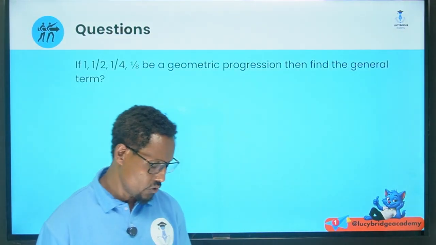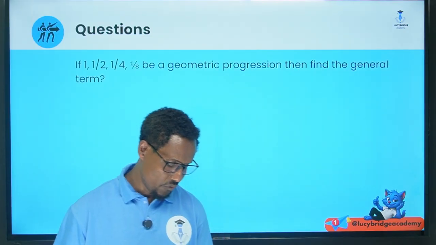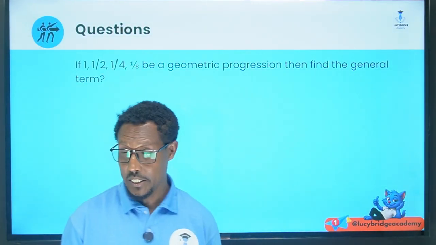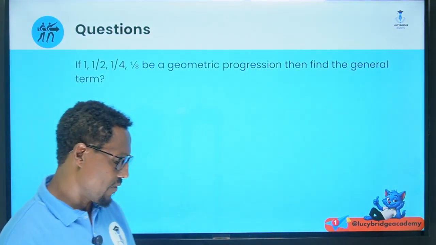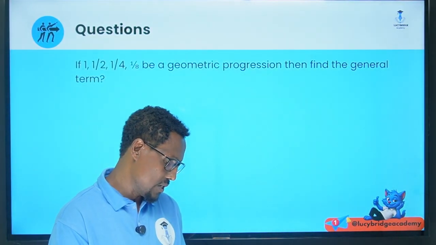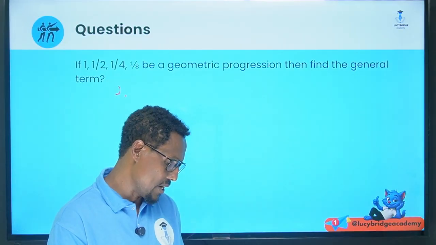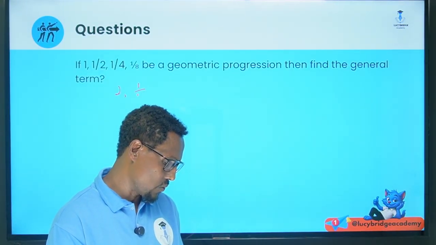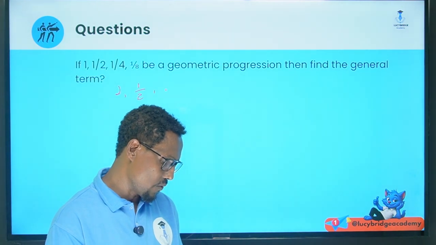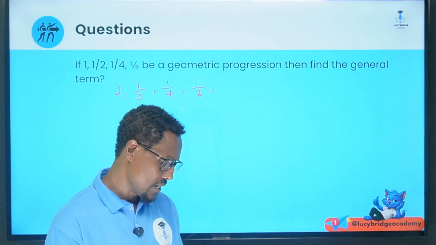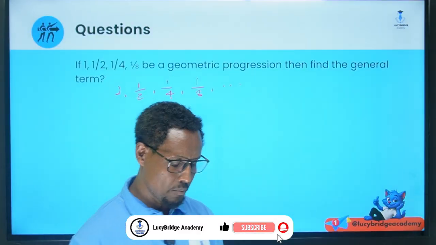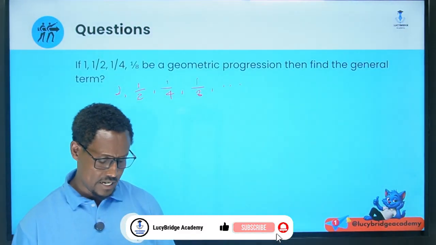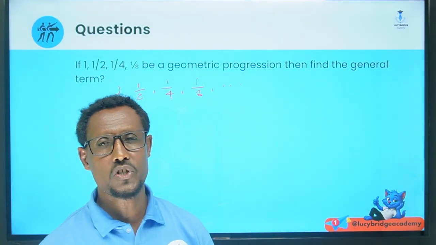Okay, another question. 1 over 2, 1 over 4, 1 over 8, it continues. Be a geometric progression, find the general term. Let me write it again: 1 over 2, 1 over 4, 1 over 8, and so on. This is a geometric progression. Find the general term or the nth term, right?